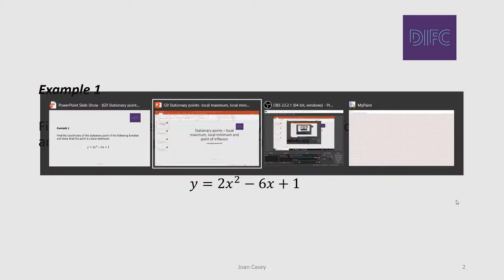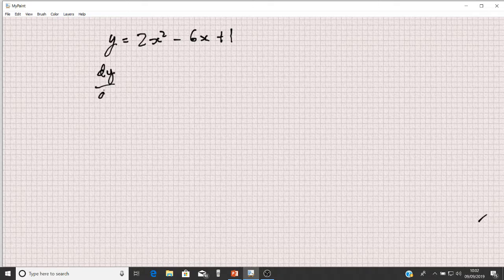So we'll just take a look at the first example, which is a quadratic equation, and we're given the function y equals 2x squared minus 6x plus 1. Now to find the turning point, we get the first derivative, dy dx, which gives me the slope of the tangent: 4x minus 6. Now the tangent at a stationary point always equals 0. The slope will equal 0.